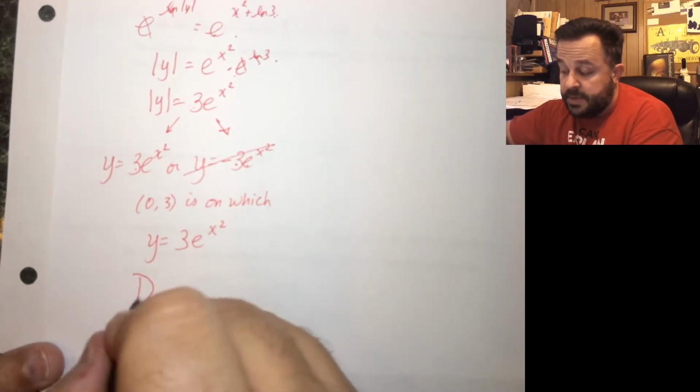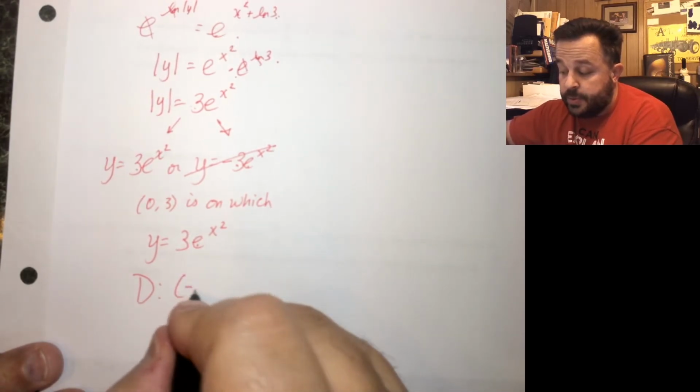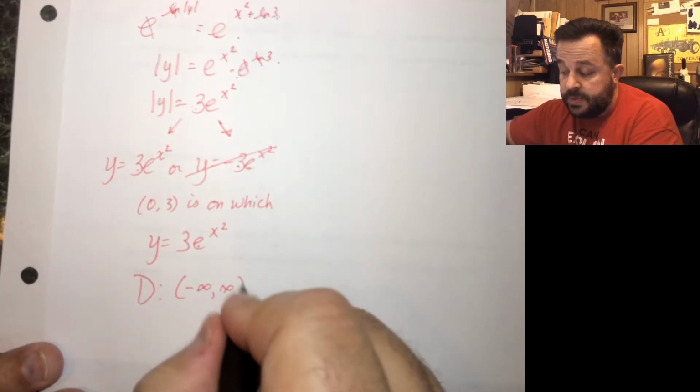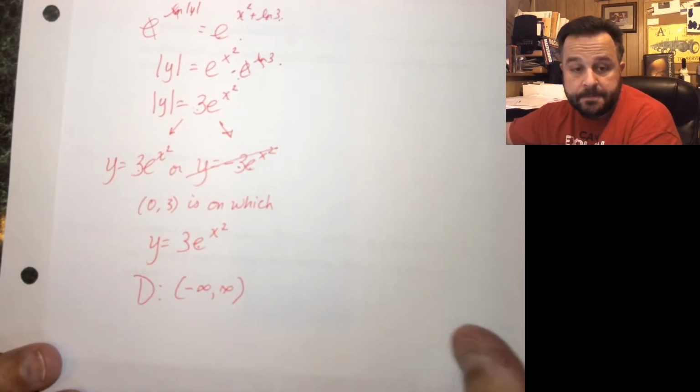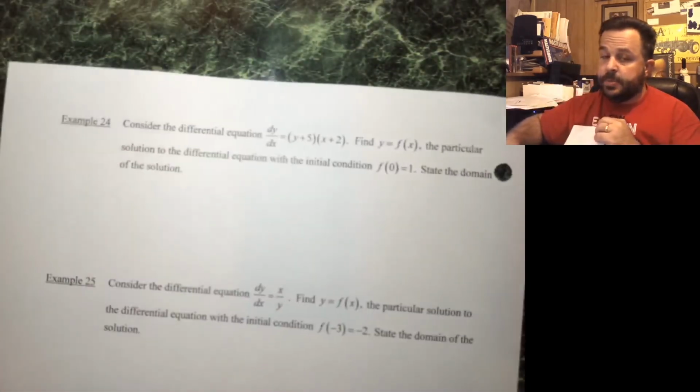Finally, what's the domain of this function? Well, the domain of this function, because it's e, is going to be negative infinity to infinity, all real numbers. Right. Let's take a look at example 24.